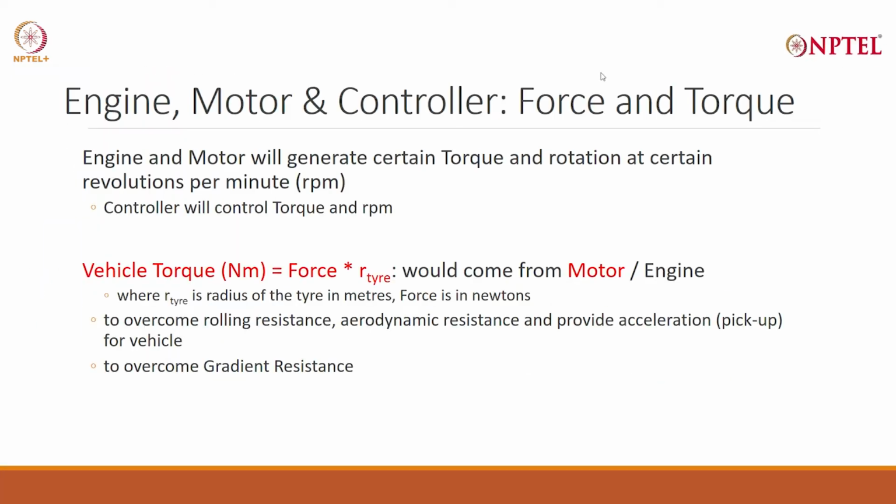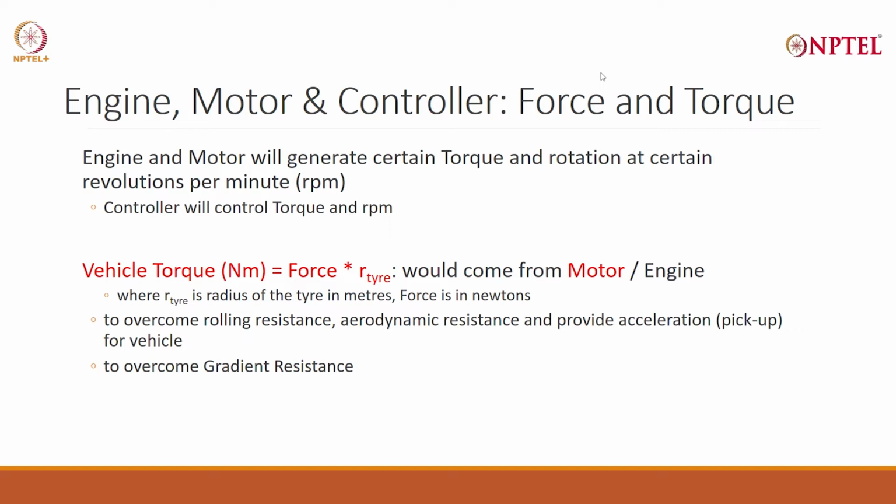This is the drive, and we will do an introduction here. More detail we will do when we do chapter 2, vehicle dynamics. So, whether it is an IC engine, petrol or diesel engine, or a motor, it will generate a certain torque and rotation at certain revolutions per minute, RPM. Speed is measured for a motor or for an engine in terms of revolutions per minute, RPM. So, the units are also very important. You need to understand these units because you will be using them again and again.